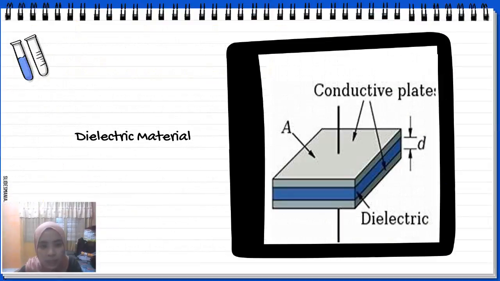Shape of dielectric material. This is an example of dielectric material where the outer one is the conductive plate and the inner one is the dielectric.